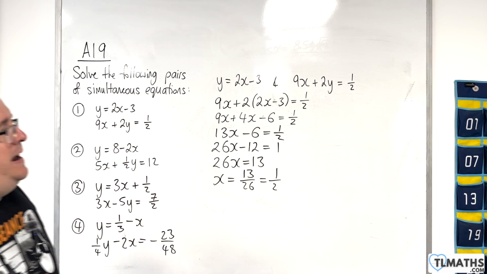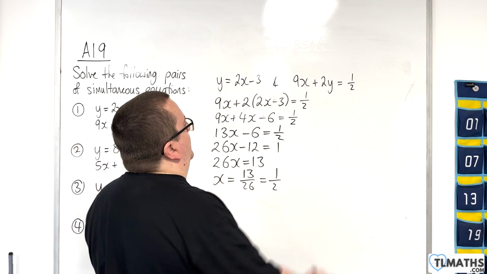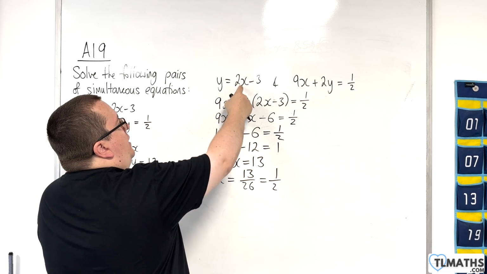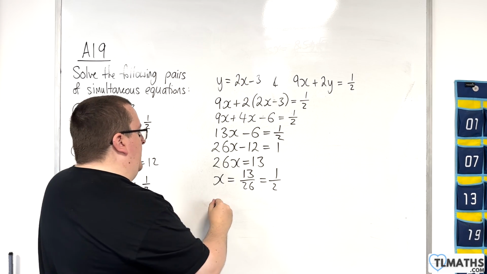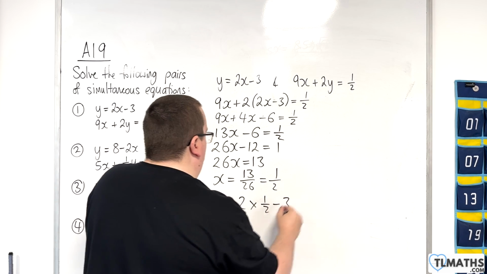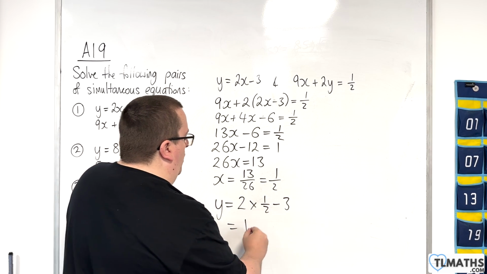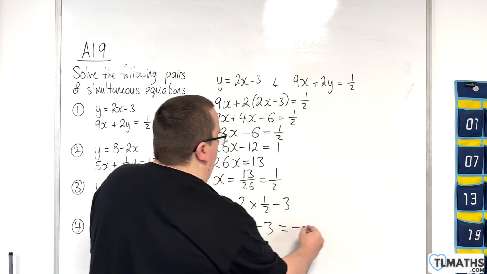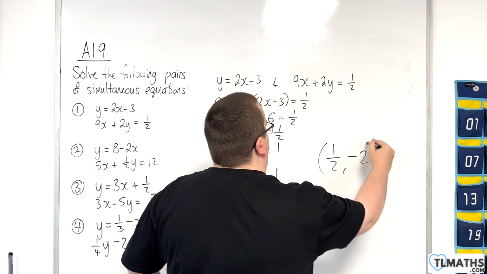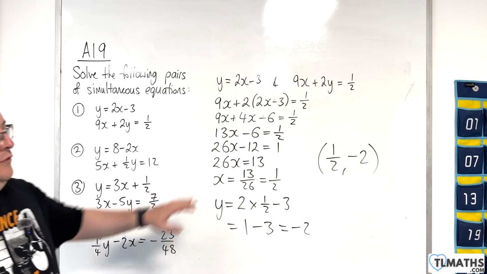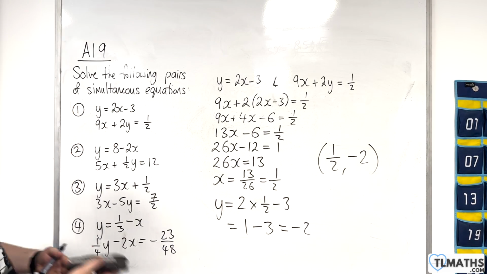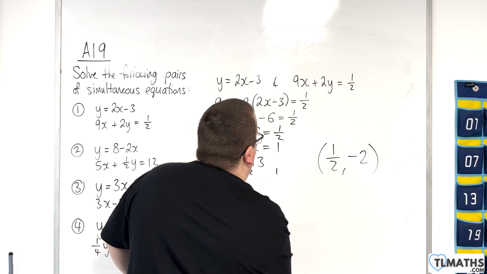Okay, so then we need to substitute x as 1/2 into either of these two original equations to work out y. This is definitely the easiest one here. So y is equal to 2 lots of 1/2 take away 3. Well, 2 lots of 1/2 is 1, and 1 take away 3 is -2. So x equals 1/2, y equals -2. These are the coordinates of where those two lines intersect. Okay, so that's our first one.